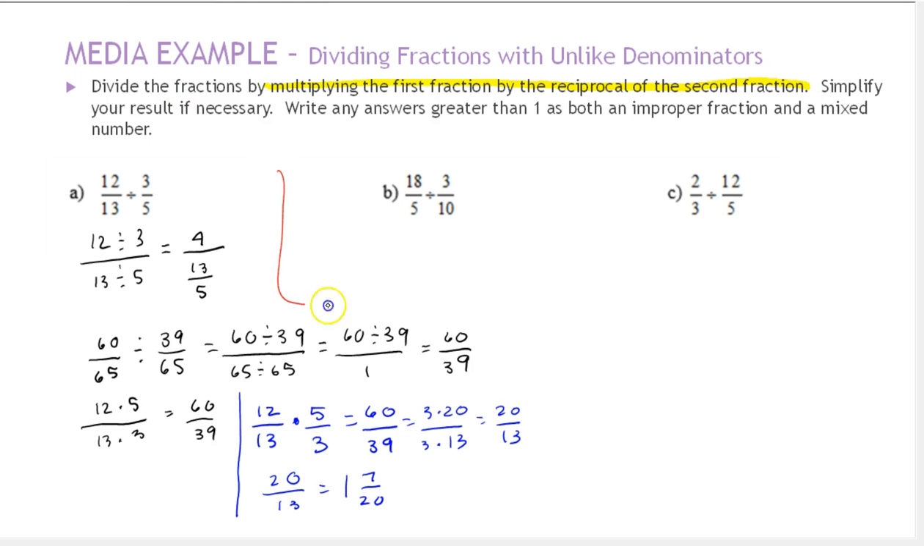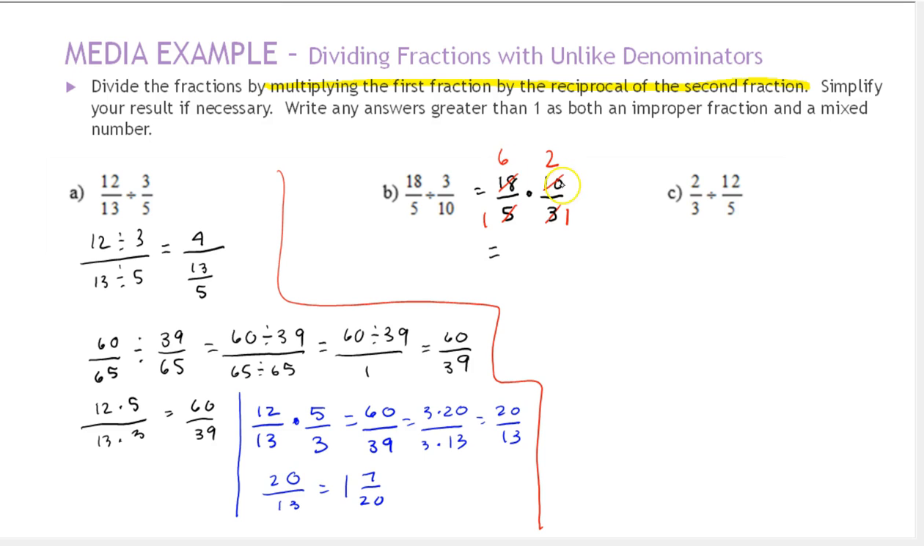Okay. Let's make a little border here. So on the next one, I'm just going to rewrite this. Okay. So always keep the first fraction the same, always change to multiplication, and always just reciprocate or flip the second fraction. Okay. So this is an equivalent problem. Okay. I'm going to cancel out some common factors here. So 3 and 18 have a common factor of 3. 3 divided by 3 is 1. 18 divided by 3 is 6. 5 and 10 have a common factor of 5. 5 divided by 5 is 1. 10 divided by 5 is 2.